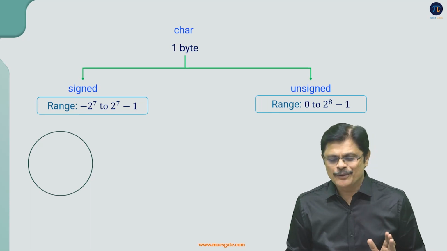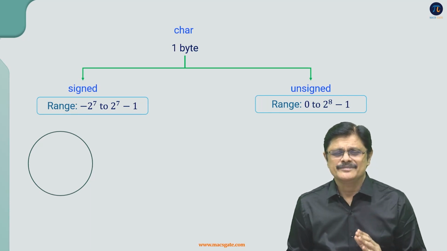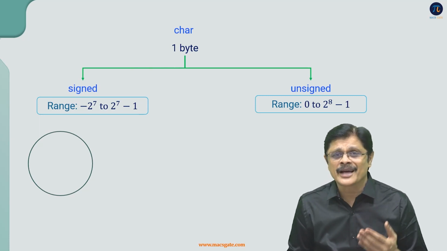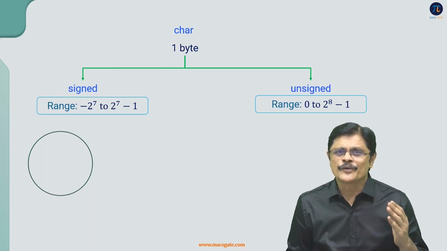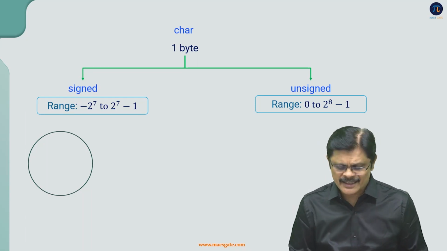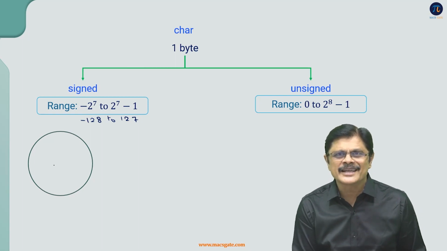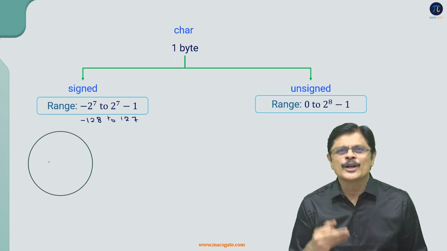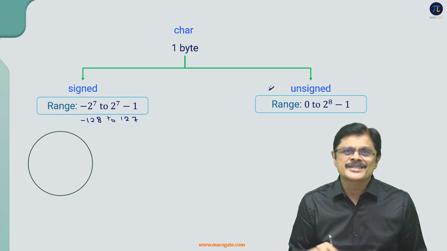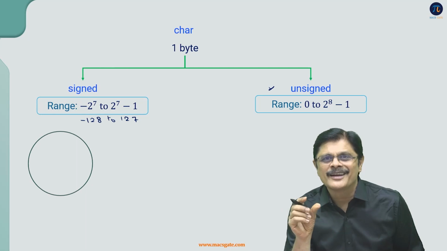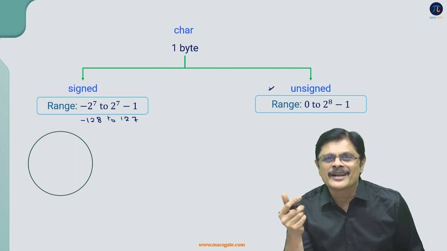What we need to understand for the character data type is that the size allocated is 1 byte, and the sign modifier is associated with the character data type. So we can have signed character or unsigned character. The range is from minus 2 power 7, that is minus 128, to 127. You can use this circle, either the signed character circle or the unsigned character circle, to understand what value will be printed when you try to print a particular character value or a particular ASCII value.